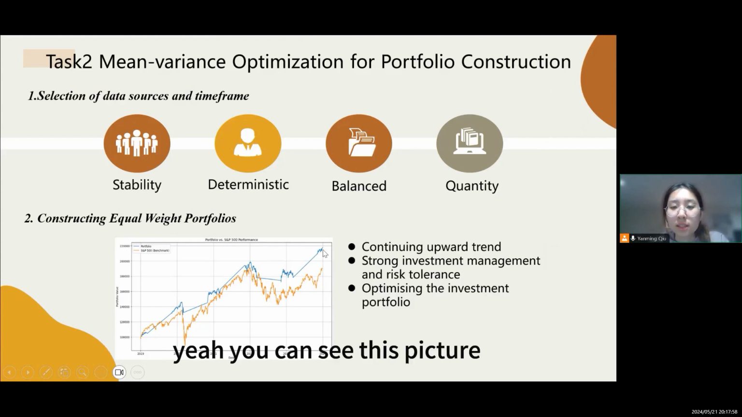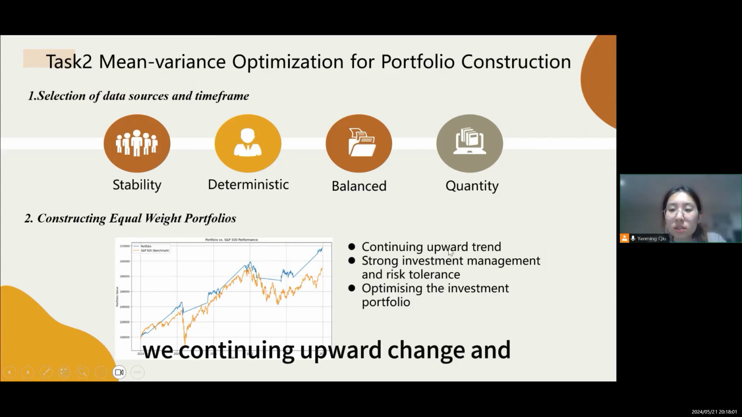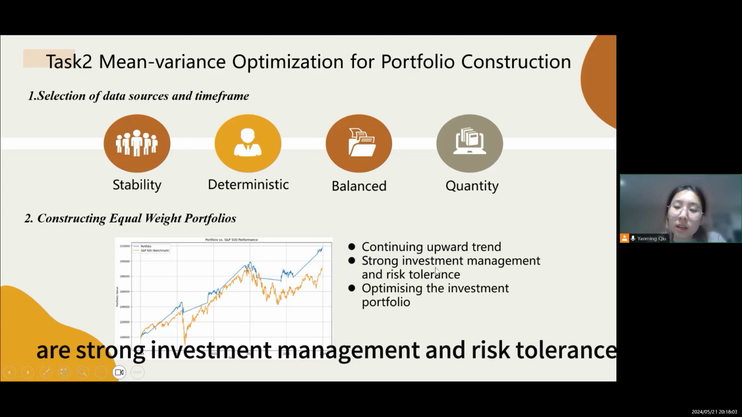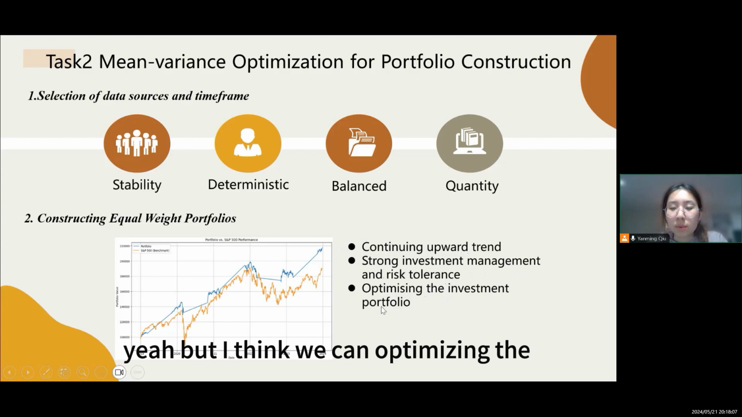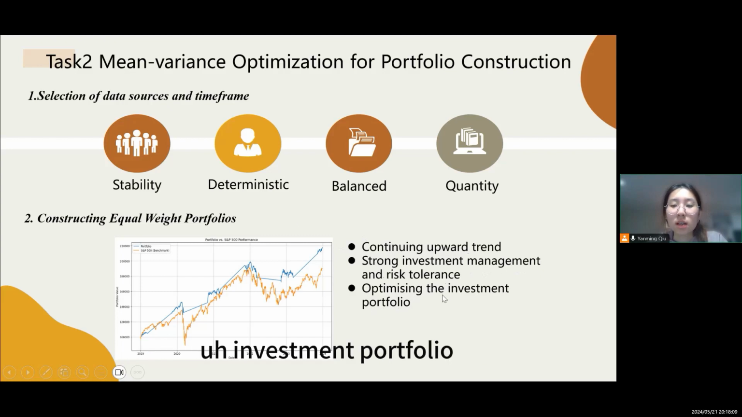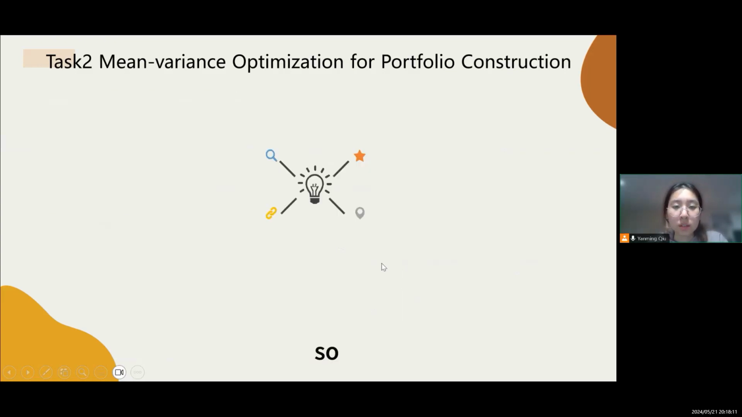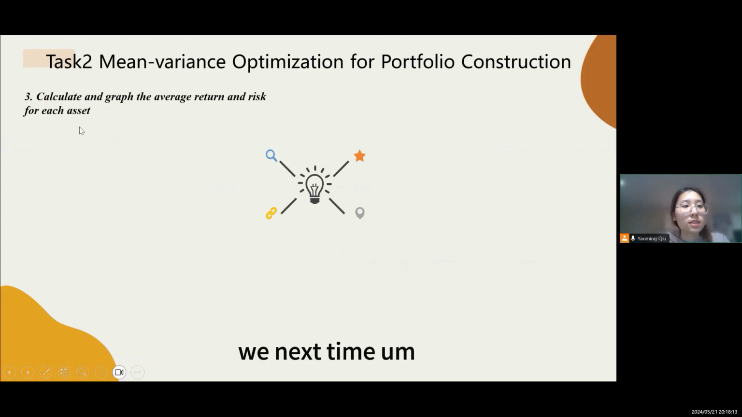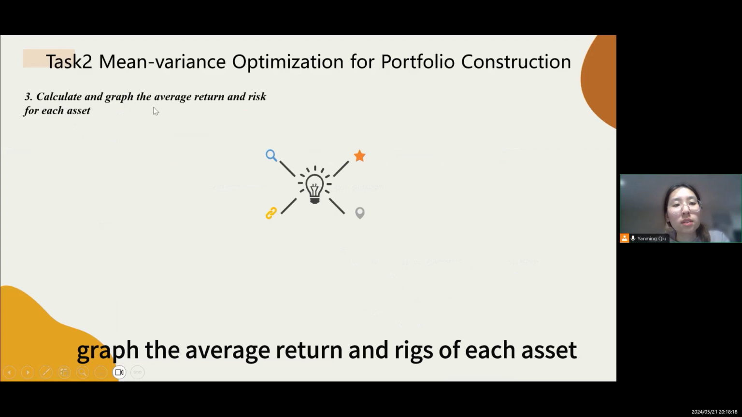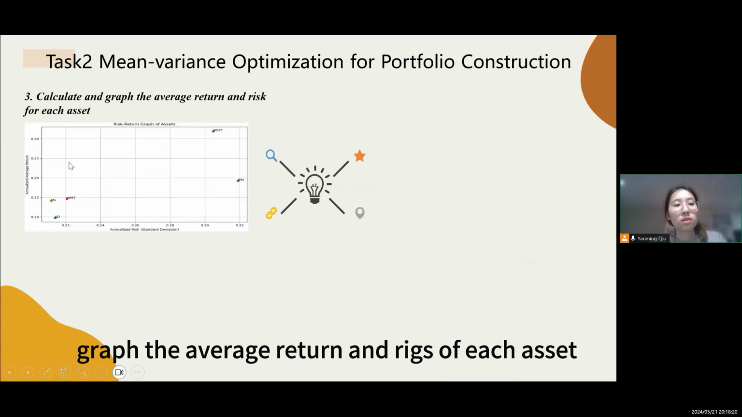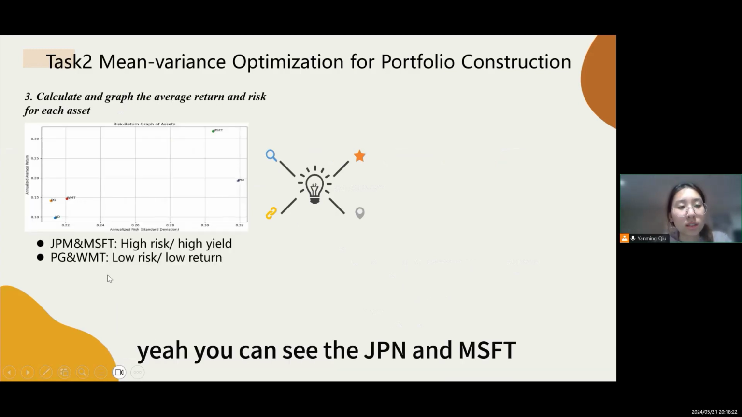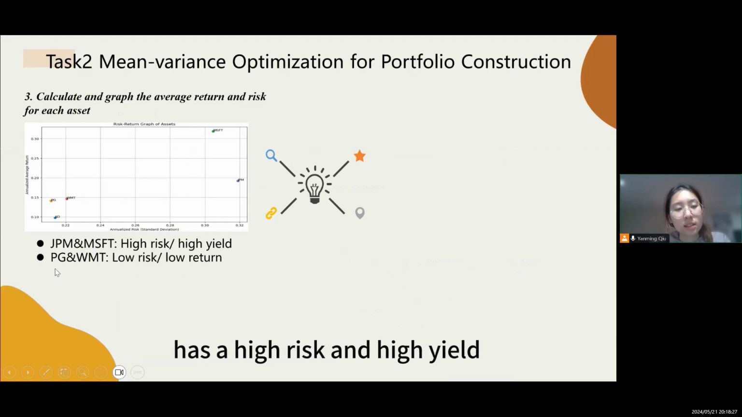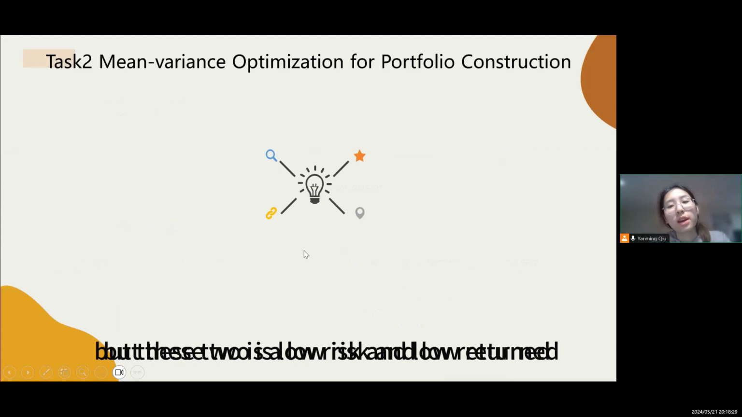You can see this picture. The continuing upward trend shows strong investment management and risk tolerance. But I think we can optimize the investment portfolio. So next we calculate and graph the average return and risk of each asset. You can see JPM and MSFT have high risk and high yield, but these two are low risk and low return.